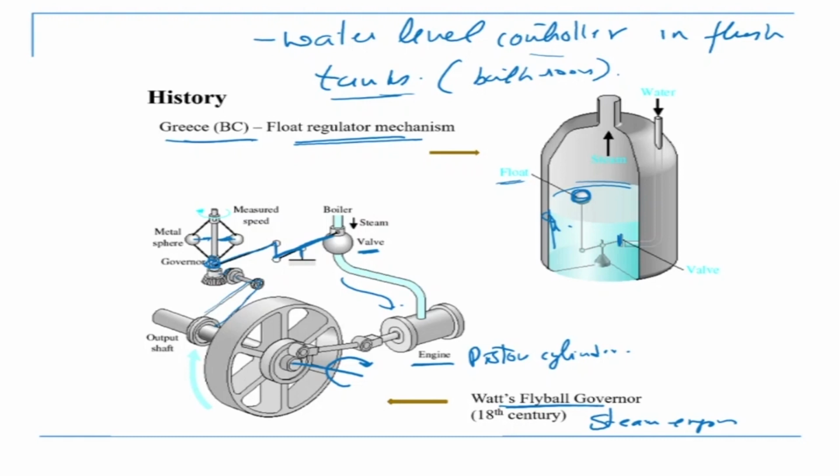If it goes too fast again, the spheres will start going outwards like that. So what will happen, this will go up, and if this goes up, this valve will close. So you can control the speed of an engine, the early steam engines, by using this governor mechanism. There is no electronics here. It is basically based on physics. Okay.